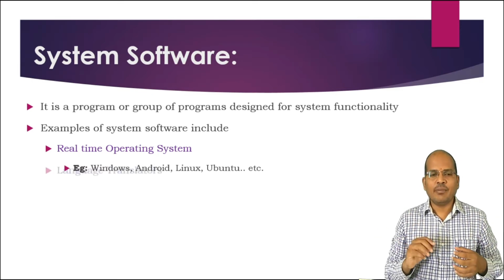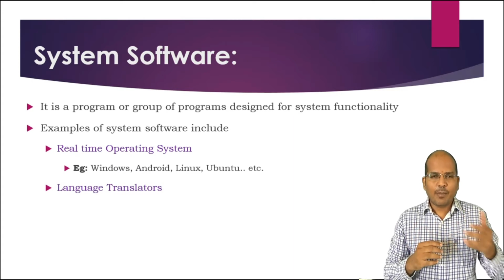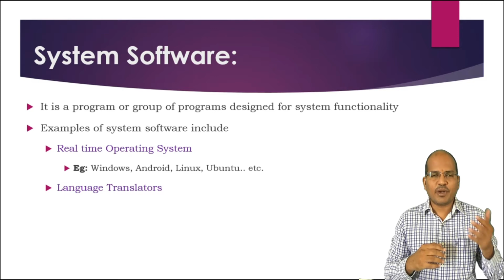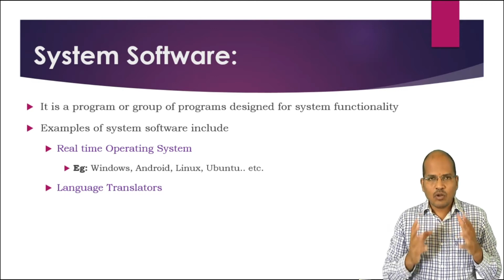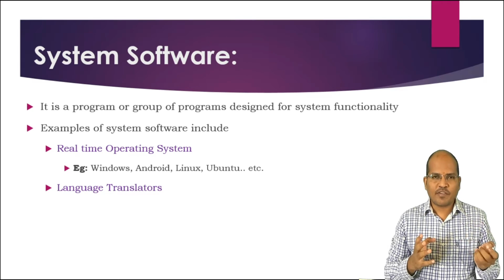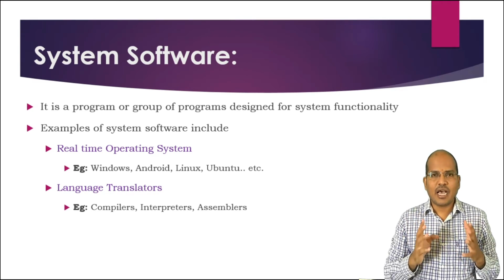Now we have second example. The second example is called as language translators. In a couple of seconds we will see types of languages, but for now the name says language translators, which are also the examples of system softwares, and they are compilers, interpreters, assemblers.